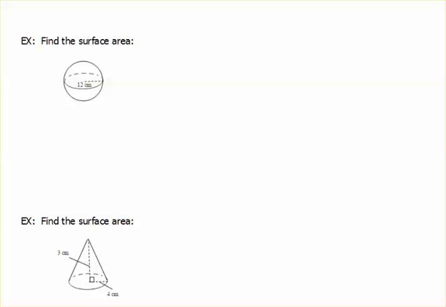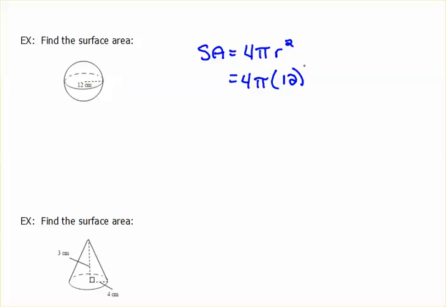Alright, two more of these. Here we have a sphere, and our surface area formula for a sphere is 4 pi r squared. So this would be 4 pi. The radius here in this case is 12. So we would need to square that. So that would be 4 pi. 12 squared is 144. Times 4 would be 576 pi. And again, those are centimeters squared.